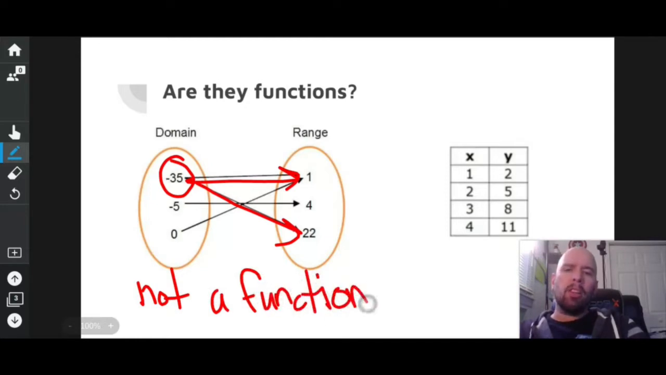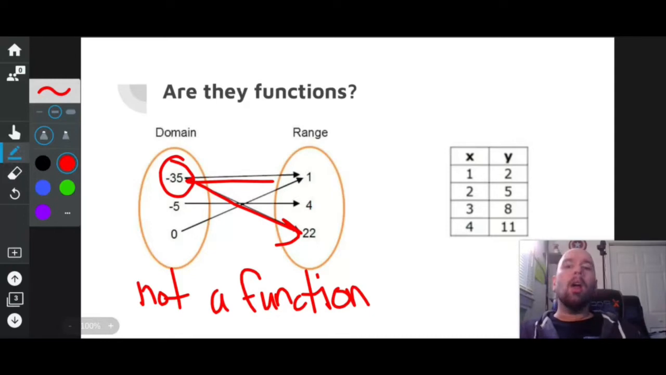I don't care how many times the y values are used. So you might be looking at that 1 right there and say, oh, that 1 is used twice. I don't care. I only care if the x, or the domain, or the input is used twice or 3 times or 4 times or whatever.